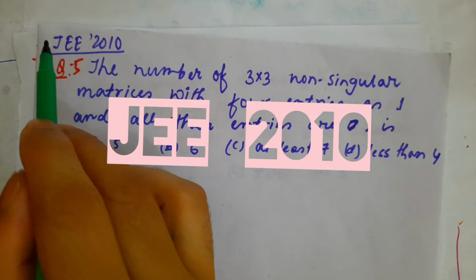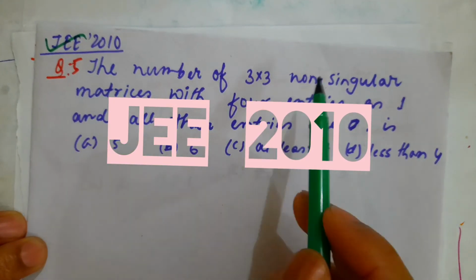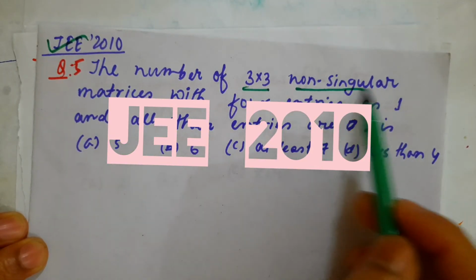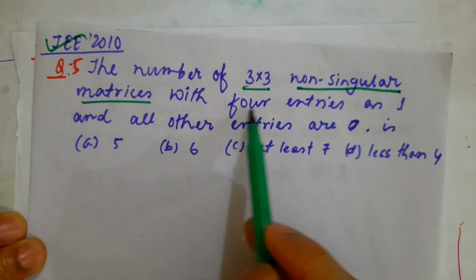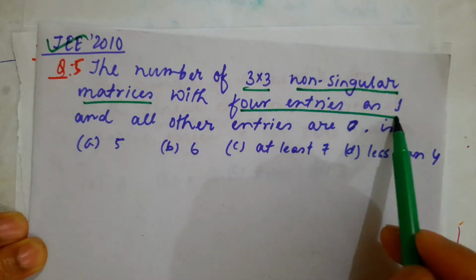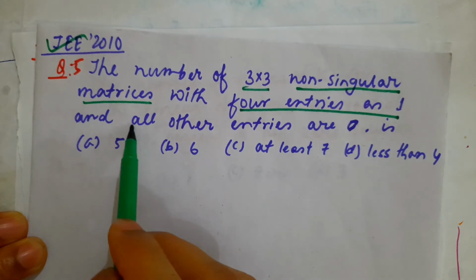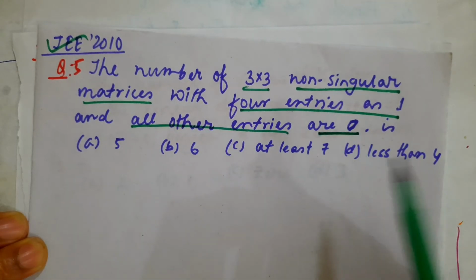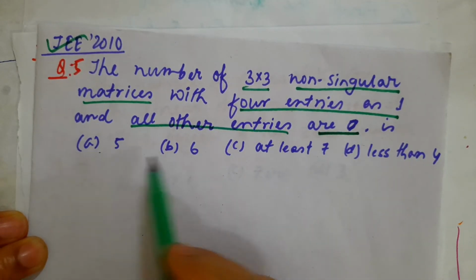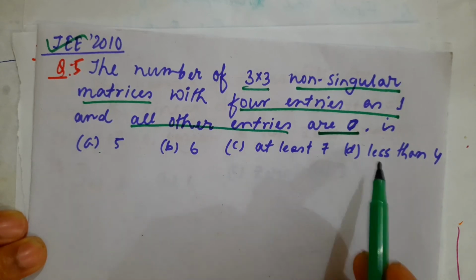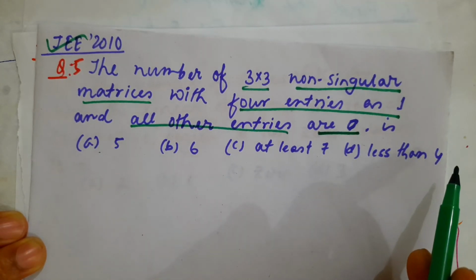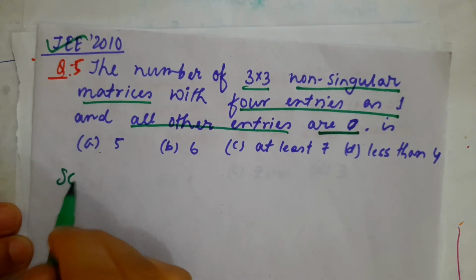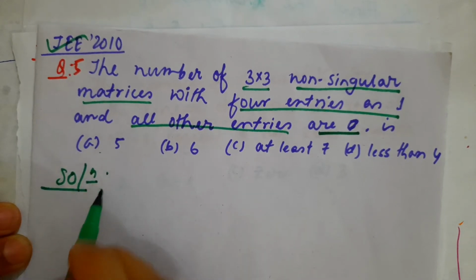Here's another question asked in JEE 2010. The number of 3 by 3 non-singular matrices with 4 entries as 1 and all other entries 0 is: option A 5, option B 6, option C at least 7, option D less than 4. Now we'll check how we can solve this one.